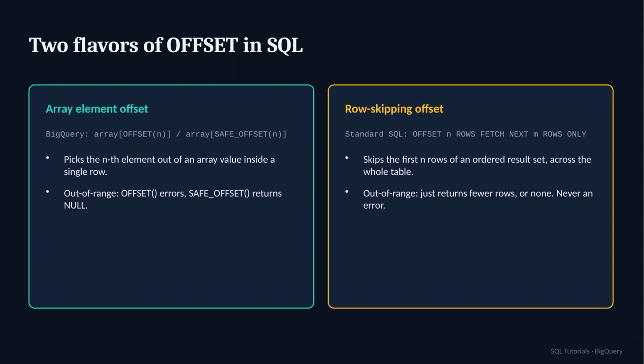Quick clarification before we move on. OFFSET actually means two different things in SQL. Inside BigQuery, OFFSET and SAFE_OFFSET pick an element out of an array in a single row. But in standard SQL, OFFSET n ROWS FETCH NEXT n ROWS ONLY skips rows across your whole result set. Same word, two different jobs, so let's look at that second meaning with a real table.